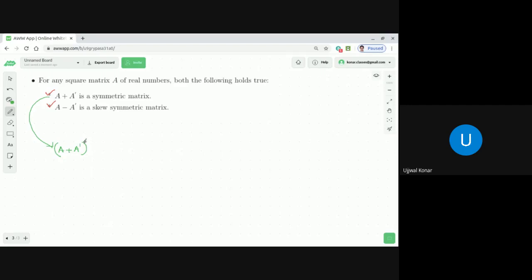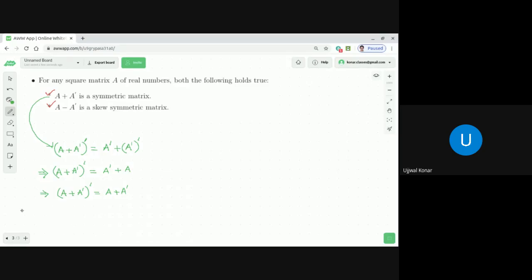What we know, if you recall from the properties of the transpose of a matrix, dear students, is that the transpose of A plus A transpose should be A transpose plus A transpose transpose. Correct? So this implies that the transpose of A plus A transpose is equal to A transpose plus, from another property, the transpose of the transpose of a matrix is the original matrix. That means A transpose transpose is nothing but A. So the transpose of A plus A transpose is A plus A transpose. That means if you consider A plus A transpose as a matrix, then its transpose is equal to A plus A transpose, the same matrix.